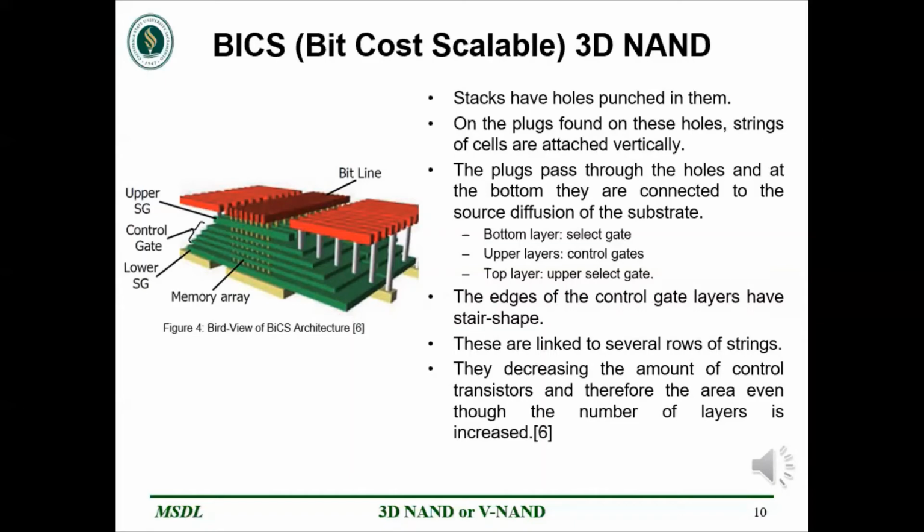The bottom layer here serves as the select gate, while the upper layers serve as the control gates, and the topmost layer is the upper select gate. The edges of the control gate layers have a staircase-shaped structure. These are linked to several rows of strings, decreasing the amount of control transistors needed, and therefore the area, even though the number of layers is increased.